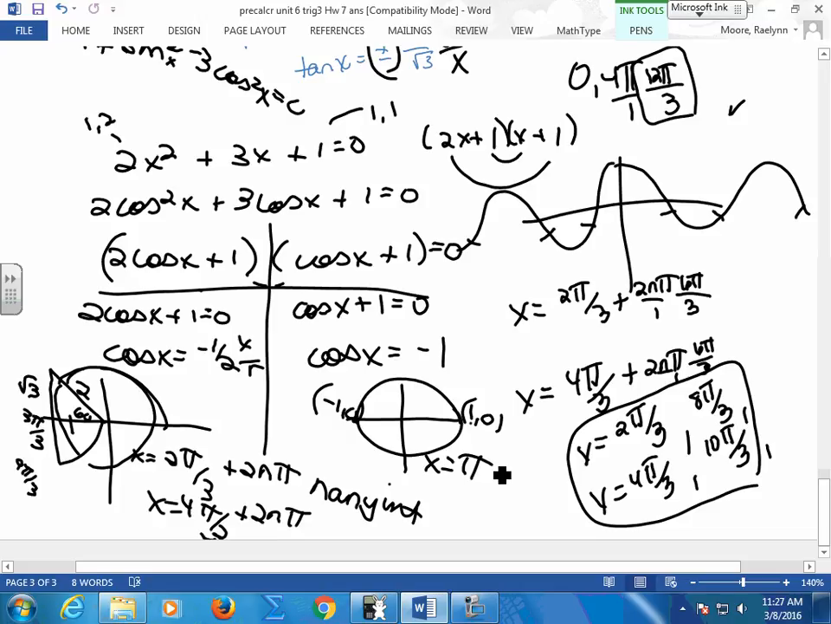So for all solutions, if you're doing all solutions, I have to come back and add 2 pi plus 2n pi. So that's part of my all solutions. If I'm from 0 to 4 pi, if this is 1 pi, this is 2 pi, what is this? 3 pi. So I also have pi and 3 pi.